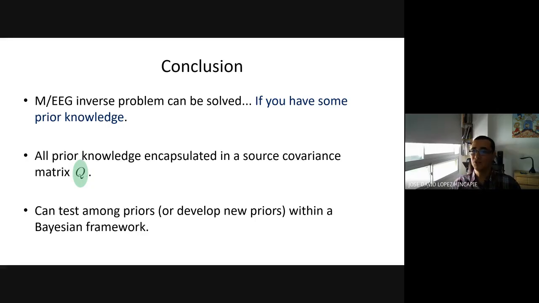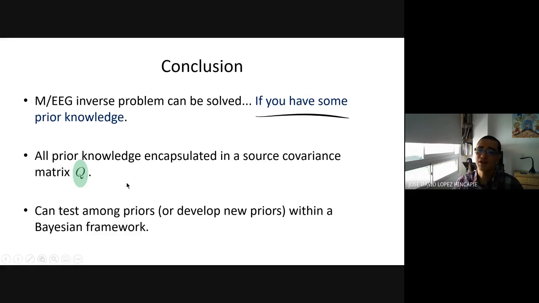So as a conclusion, we have seen that we can solve the inverse problem, but only with prior information. You need prior information to solve any inverse problem, not only MEG or EEG. And for the solutions that we are working on here, we work with the maximum likelihood solution, which is known in control systems as the weighted sum of... it works with simple models.